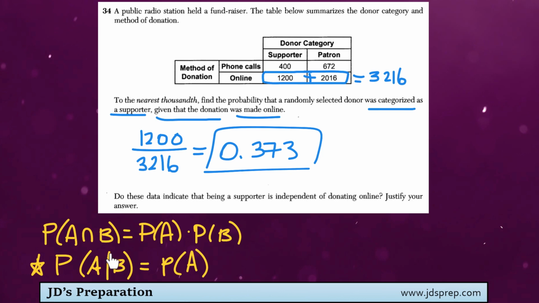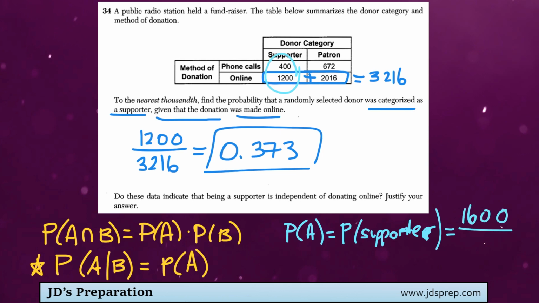If we can show that that's the same thing as just the probability of A, being the probability that the donor is a supporter, then we've proven that these are two independent events. So let's go ahead and test that out. The probability of A, in other words, the probability that the person we're picking is a supporter, we can find by taking the total number of supporters, which is 1,600, and dividing it by the total number of donors. If we add all four of those numbers up together, we get 4,288.